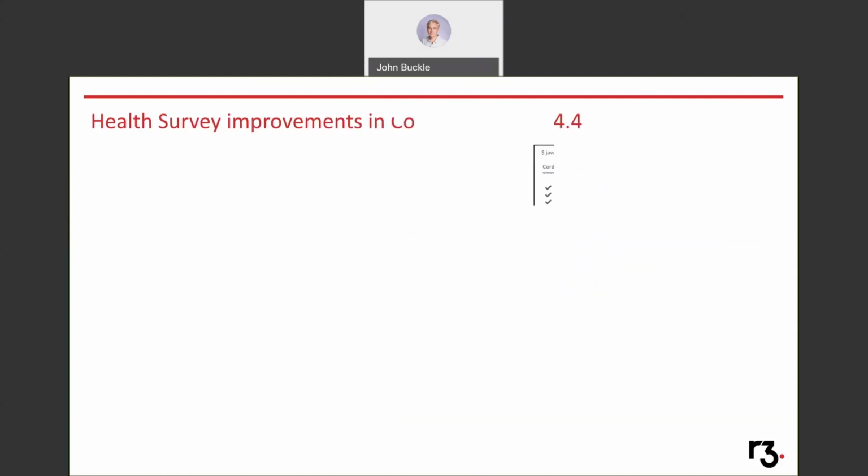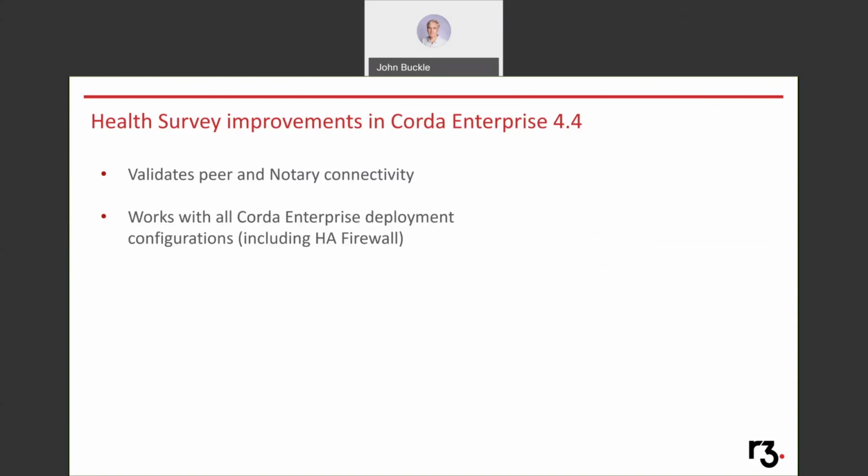Fantastic. So let's give an overview of what's coming in Corda Enterprise 4.4. It can validate your peer nodes and your notary connectivity. It works with all Corda Enterprise deployments, including HA. So if you've got pair bridges and pair floats, I hope you understand what we mean by this, then it will actually test that you can connect to all those bridges and floats.